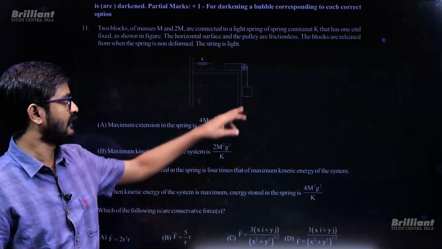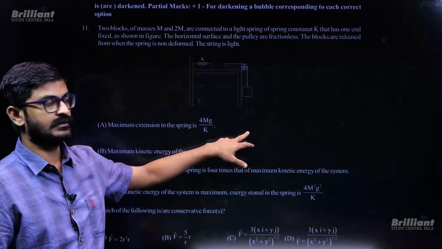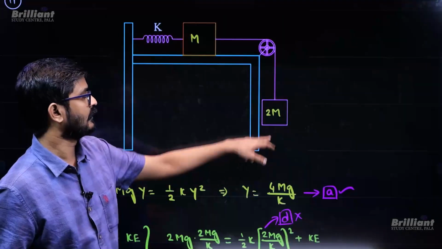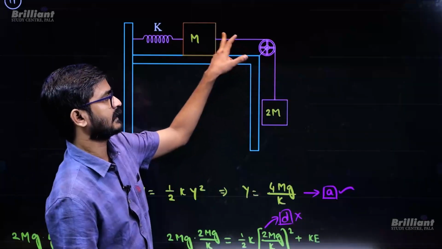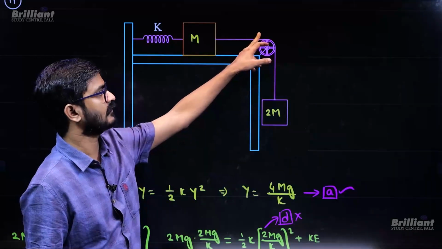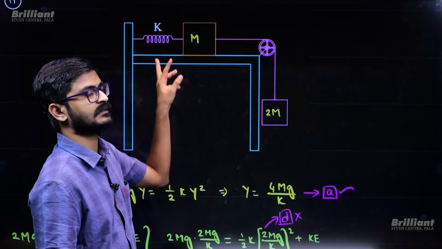Now what will happen when you leave it? This block will be going down. When this block goes down, this block will be moving ahead. So this will be going down, this will be going this way. Now you know they are connected by a string. So if this moves down by distance x, this one will be moving forward by distance x. So the spring will be expanding by x.